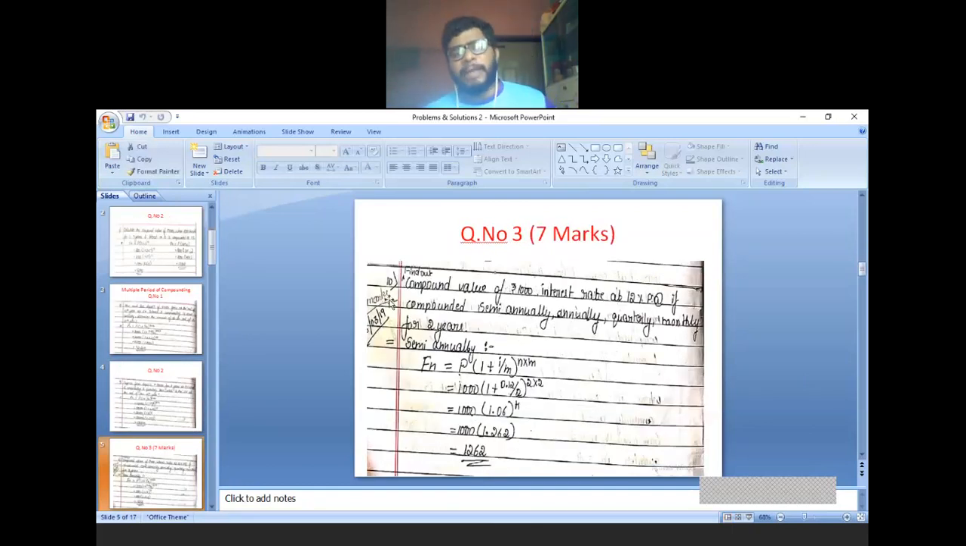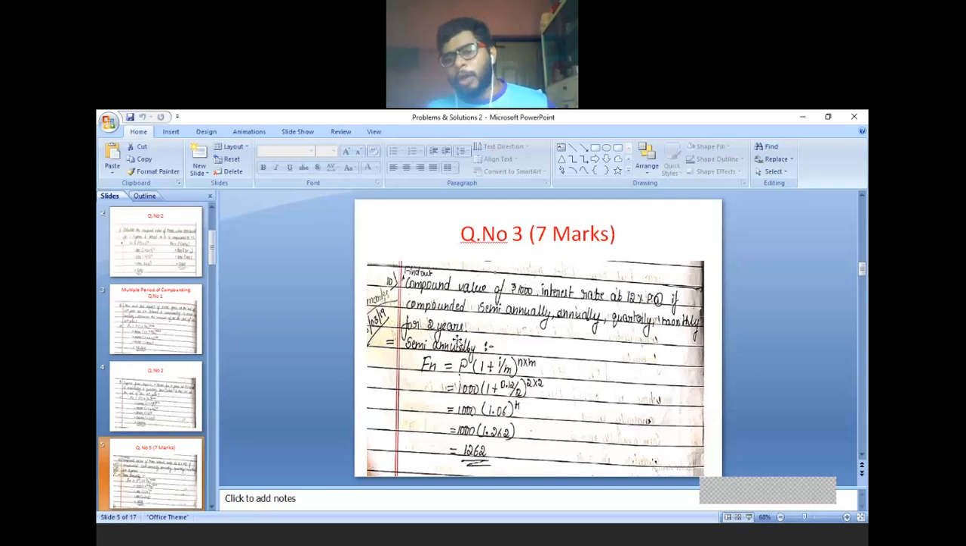Yeah, this is the 7-mark question. Very important. Find out the compound value. What do you mean by compound value? Compound value means future value. Find out the compound value of rupees 1000. Interest rate at 12% per annum, if compounded semi-annually, annually, quarterly, monthly for 2 years.